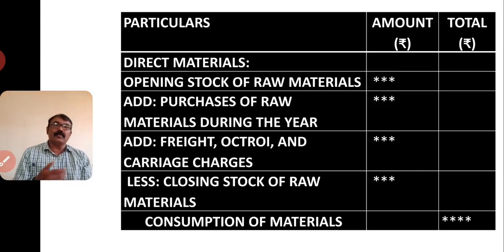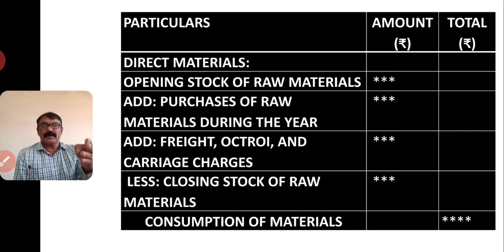Then we have to go for the calculation of materials consumed. If he has not given the details but has given the direct materials amount directly, then automatically we apply that for the direct materials. Here he has shown everything. In case of direct materials, the opening stock of raw materials is there, and the amount will be written inside the column.